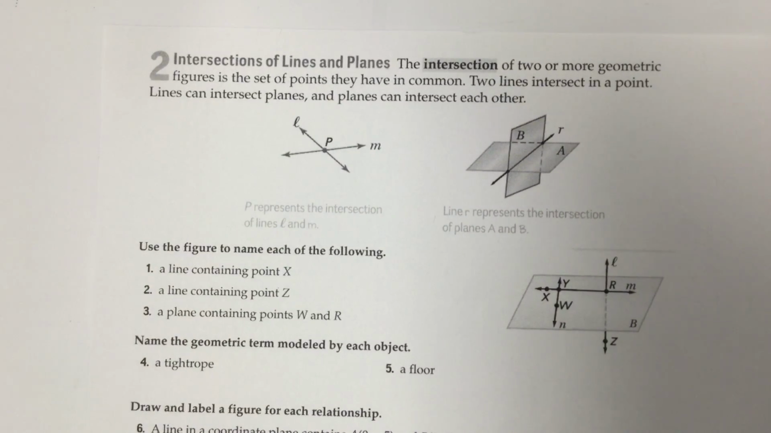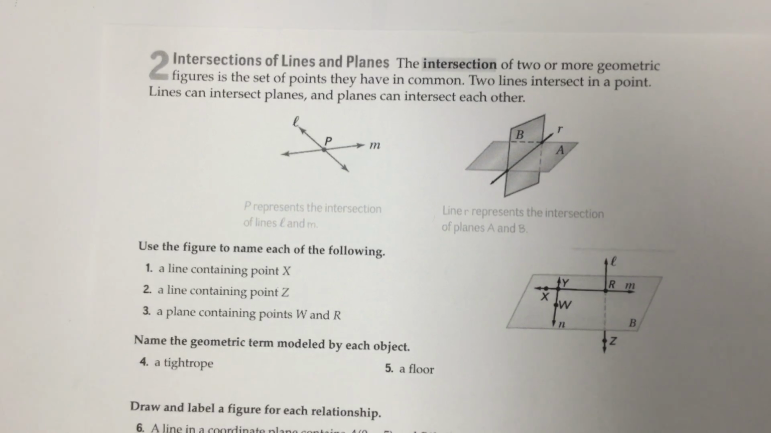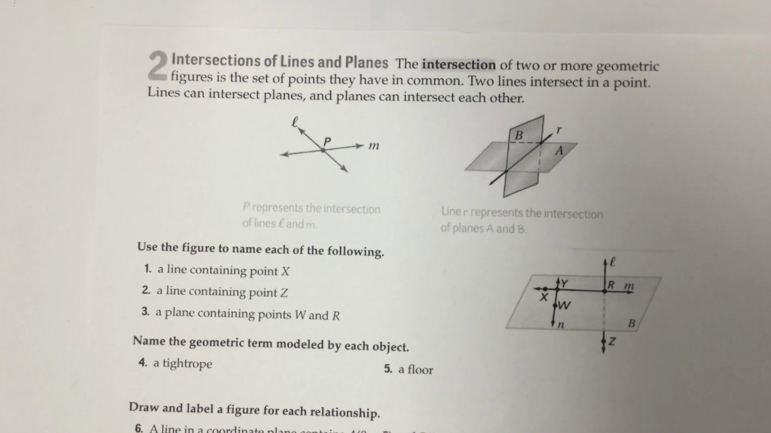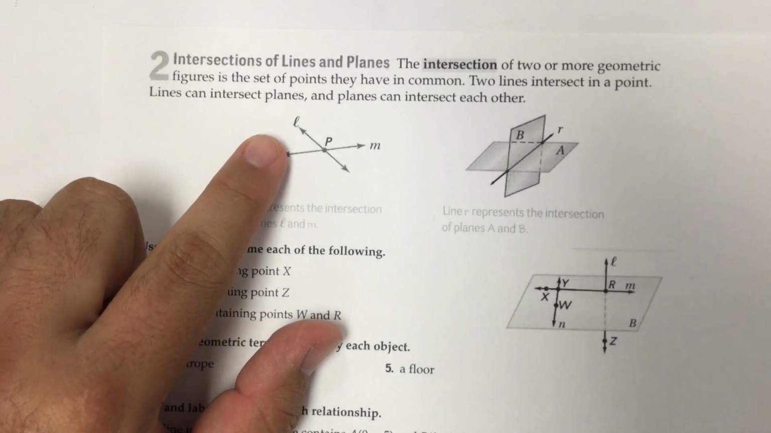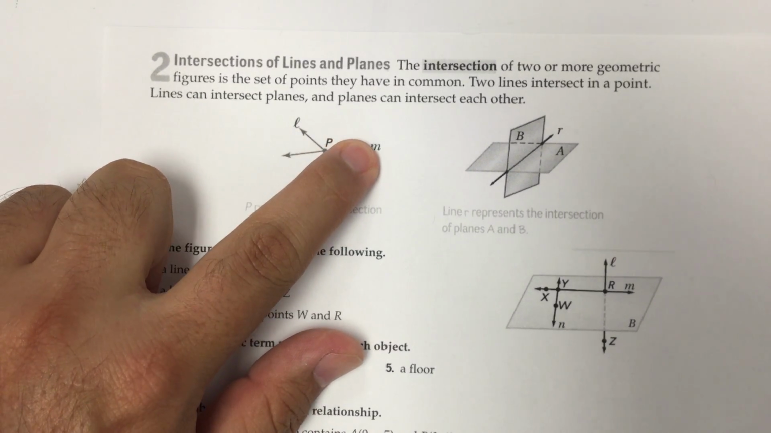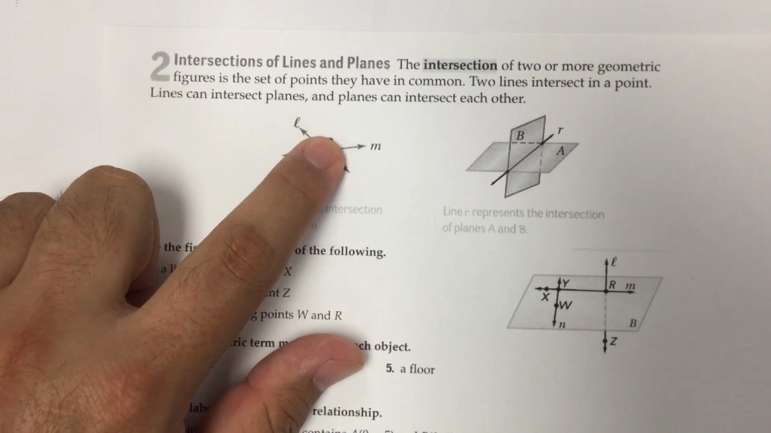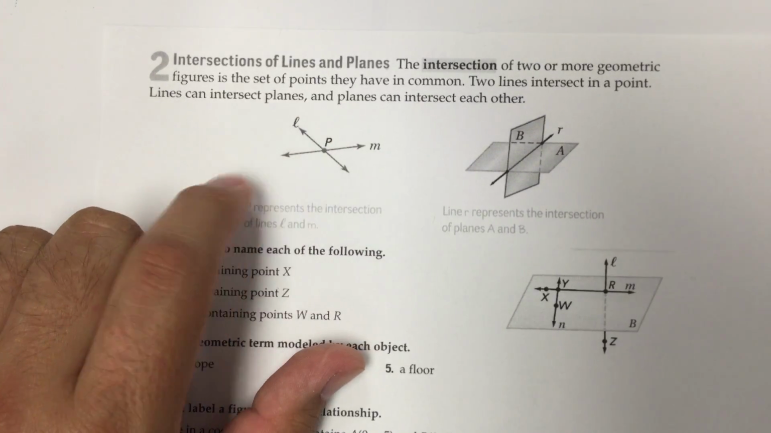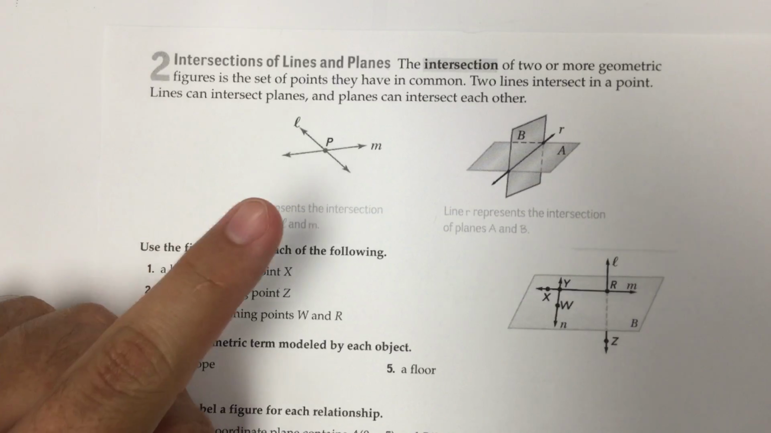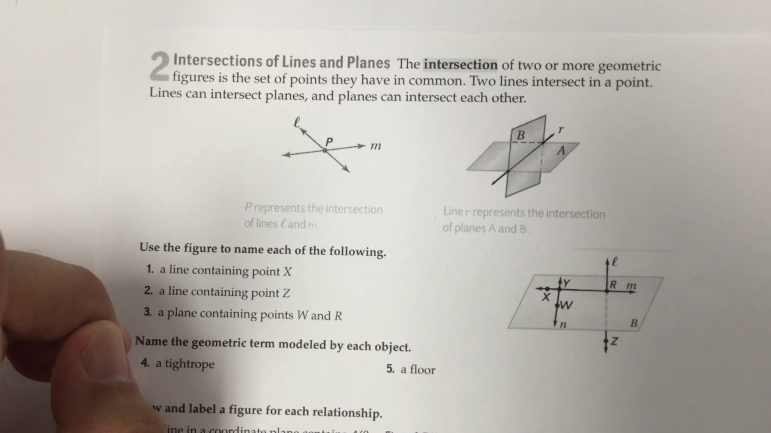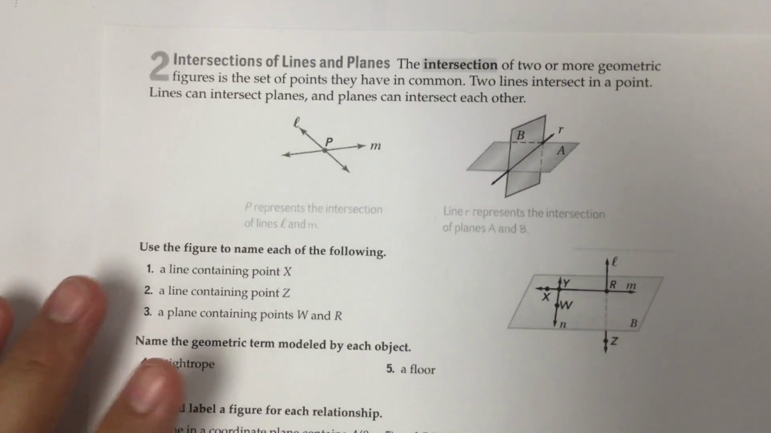So the intersections of lines and planes. If we intersect 2 or more things, they usually have some common pieces. In this case, I have line L and line M, and that's the way I would write this. Line L and M both intersect. When 2 lines intersect, they have exactly 1 point. And we're going to talk more about that again tomorrow.